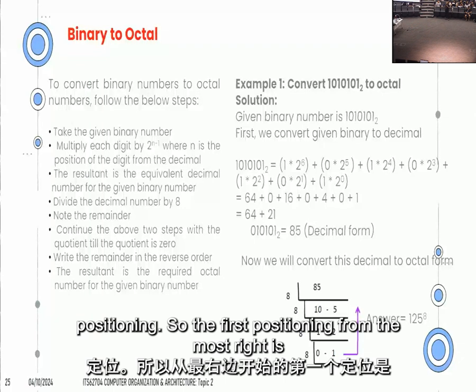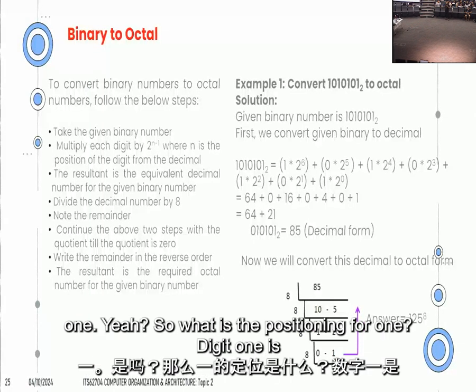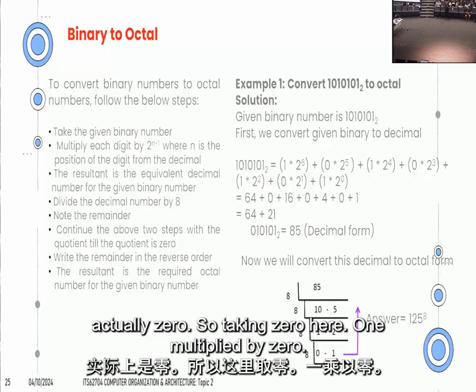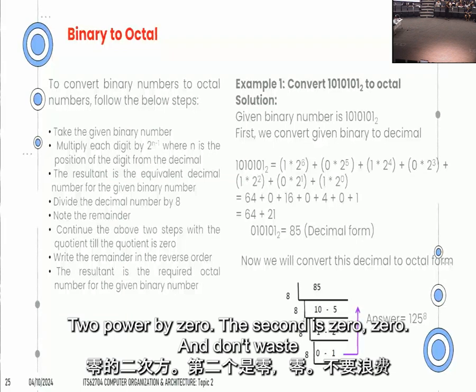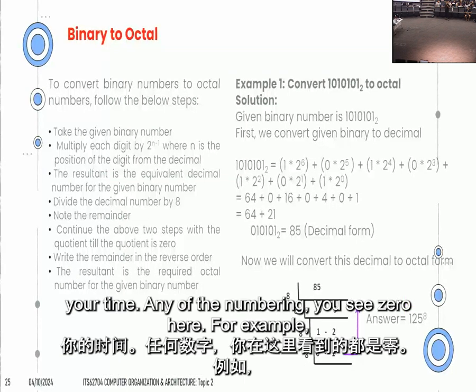Take the positioning. So the first positioning from the most right is 1. So what is the positioning for 1? Digit 1 is actually position 0. So taking 0 here, 1 multiplied by 2 power 0. The second is 0, 0. And don't waste your time.